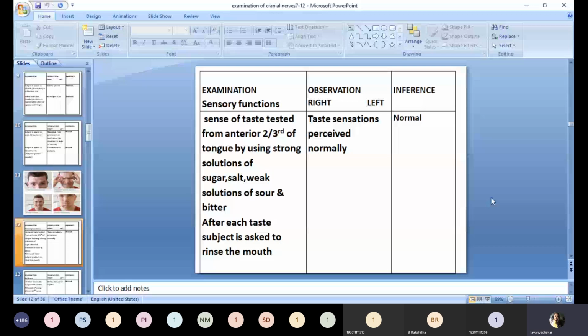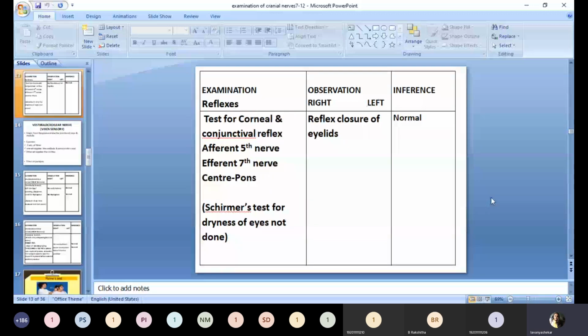Also, you are going to check for the corneal and the conjunctival reflex, which is already done in the reflex section, so I'll not be explaining much. There's something called Schirmer's test for the dryness of eyes, which we are not usually doing. In this test, they keep the test paper just below your eyelids to check whether the lacrimation is proper or not, whether there is presence of xerosis or not. This is usually not done in the classroom setting.